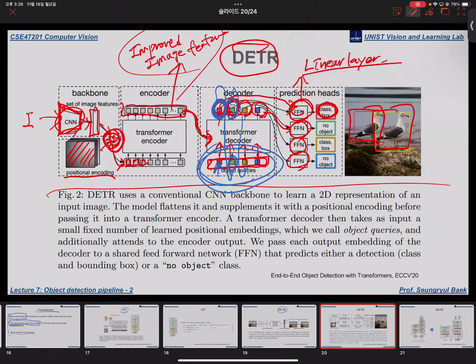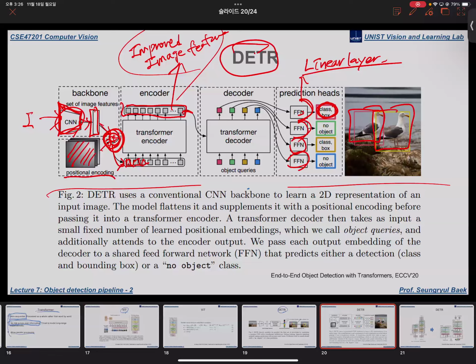But in the image domain, we don't have to do that because we already have all the pixels. We don't have to do that in a sequential way, and actually there is no order in the image pixels. Without order, we have to input the pixels in parallel and infer their class probability and also the bounding box. So this decoder part is actually different from the transformers in the NLP domain.